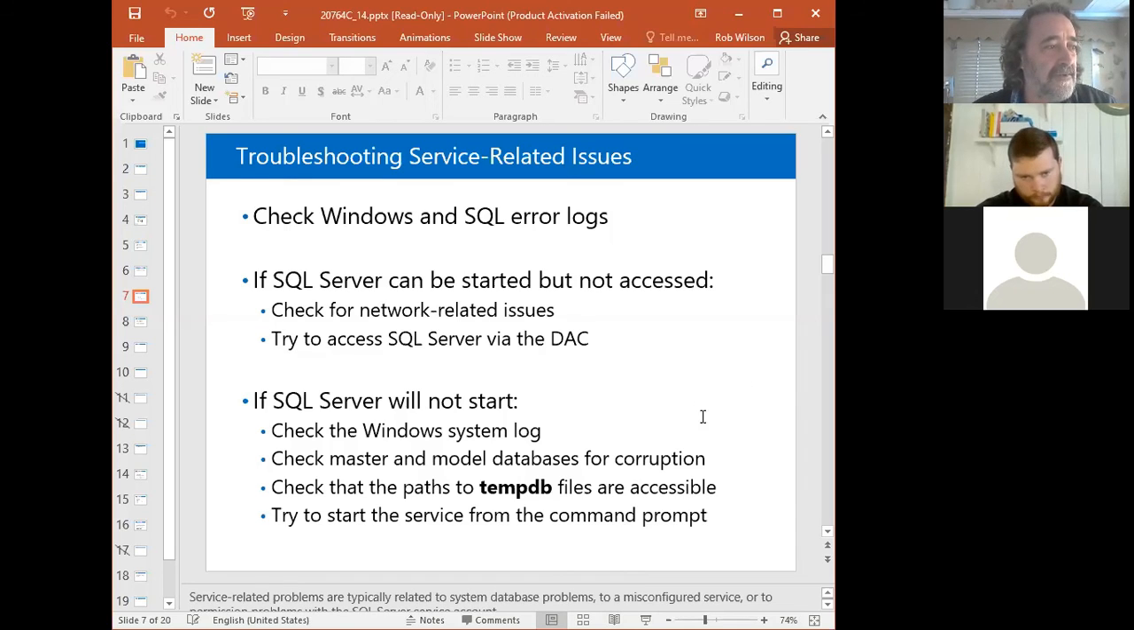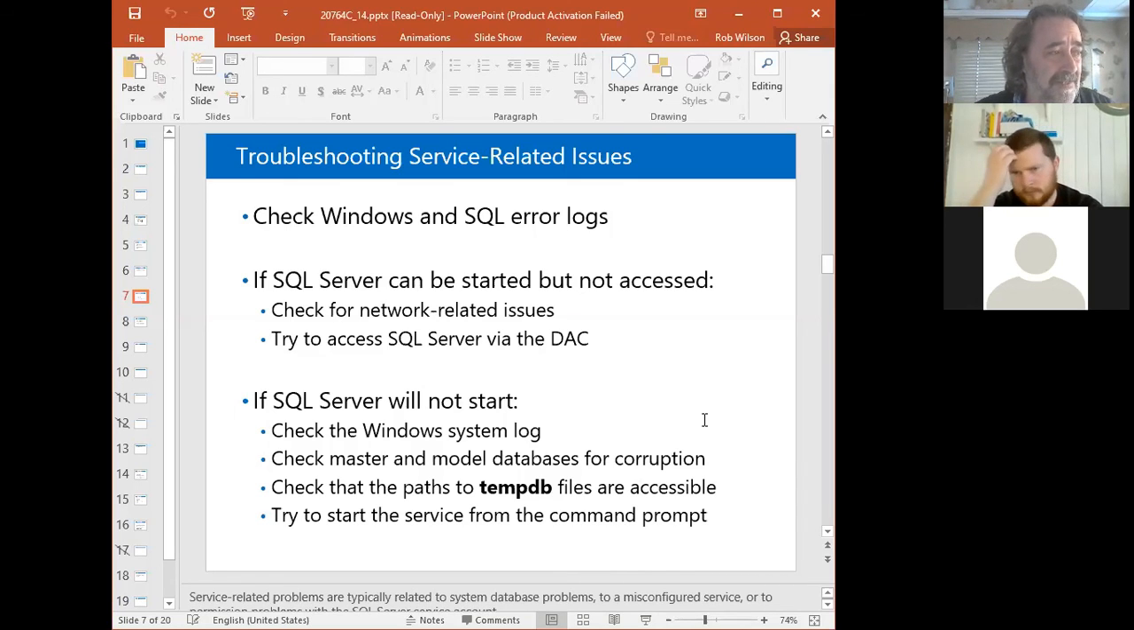If SQL Server won't start, then there's a few possibilities. Recall that if the master database, that is the top database that holds all the metadata or the management information, if that's corrupt or not available, then SQL Server won't even start. So that's a possibility. And there's a whole chain of other dependencies that might be keeping SQL Server from even firing up. Won't start.